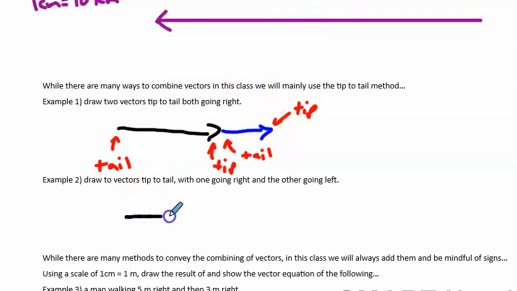If we were adding a third vector, we'd add it to the tip of the second one. But if one is going to the right and the other one is going to the left, because it's difficult to superimpose, we put them right next to each other, but again, we've got the tip of the first one next to the tail of the second one.